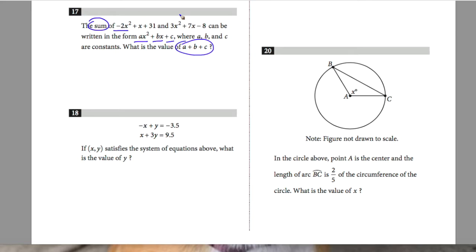Okay, so it wants me to add both of these together, and then it wants me to put them in this form of ax squared plus bx plus c, and then it wants me to add the a plus b plus c. So I'm going to do those together, and then I'm going to add them kind of simultaneously.